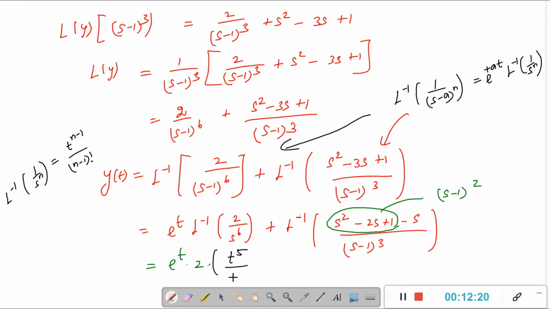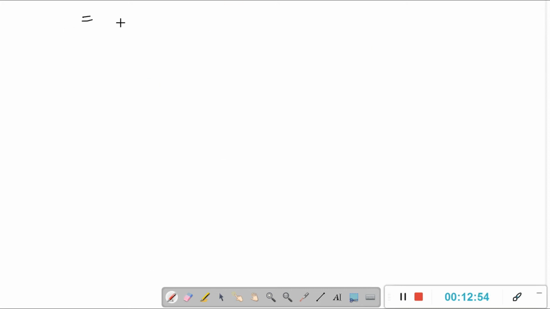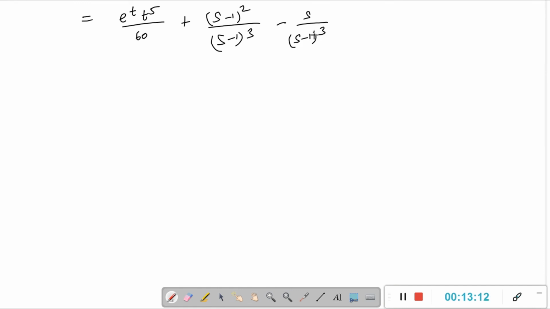t power 5 divided by 5 factorial plus L inverse of s minus 1 whole square minus s divided by s minus 1 whole power 3, which is equal to, if you simplify the first term, you may get t e power t power 5 divided by 60, which is equal to e power t power 5 divided by 60 plus, I am going to rewrite s minus 1 whole square divided by s minus 1 whole power 3 minus s divided by s minus 1 whole power 3.